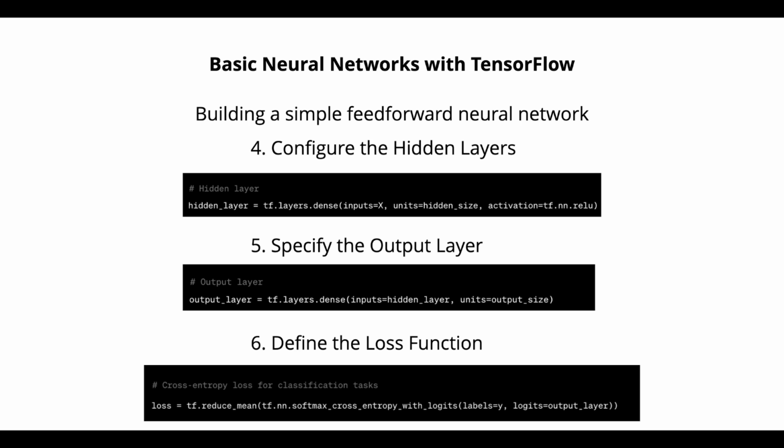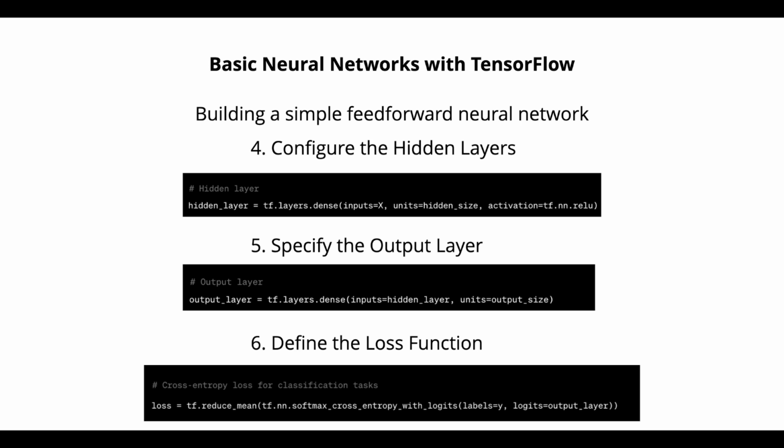Step number 5 is specify the output layer. Define the output layer of the neural network, which produces the final predictions. The output layer typically has no activation function for regression tasks but uses softmax activation for classification tasks. Example: output layer equal to tf.layers.dense, inputs equal to hidden layer, units equal to output size.